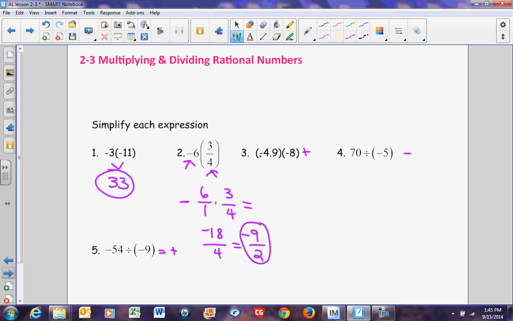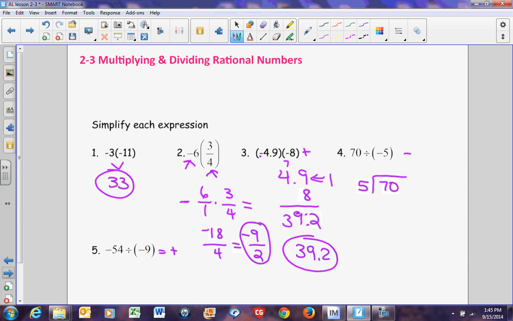Negative 4.9 times 8. Remember, with decimals, you do not need to line up the decimal point. So 4.9 times 8. 8 times 9 is 72. Carry my 7. 8 times 4 is 32, plus 7 is 39. I have one digit after the decimal point, so my decimal should be there. We know the answer is positive, so my answer is 39.2. For number 4 here, I have one negative sign, so it's going to be a negative answer. 70 divided by 5, so 70 divided by 5. 5 goes into 7 one time.